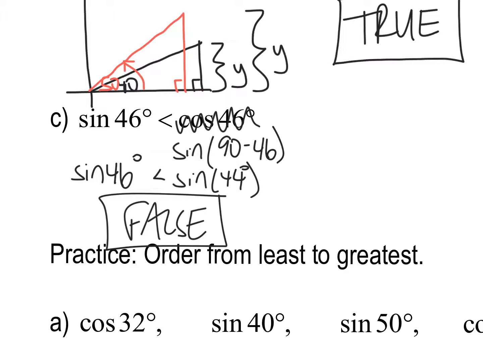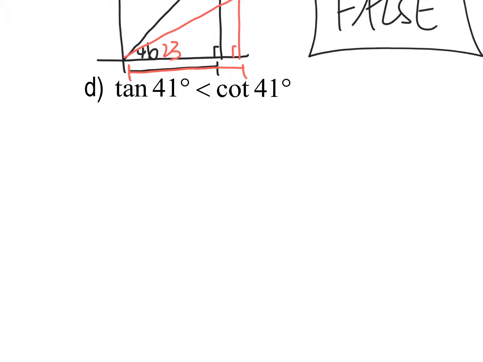And that is because the sine of 46 is actually bigger than the sine of 44. So we had to use cofunctions on that one, so be careful and don't forget about your cofunction relationships. But the bigger the degree means that the sine of the angle is bigger. Okay, now let's do tangent and cotangent.